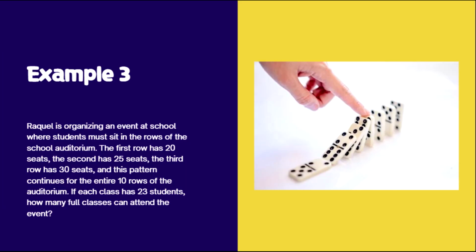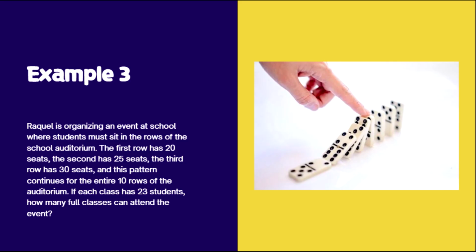Example 3, Raquel is organizing an event at school where students must sit in the rows of the school auditorium. The first row has 20 seats, the second has 25 seats, the third row has 30 seats, and this pattern continues for the entire 10 rows of the auditorium.